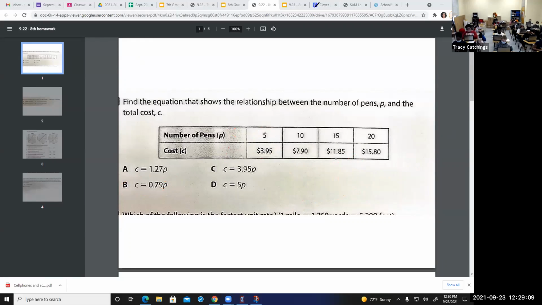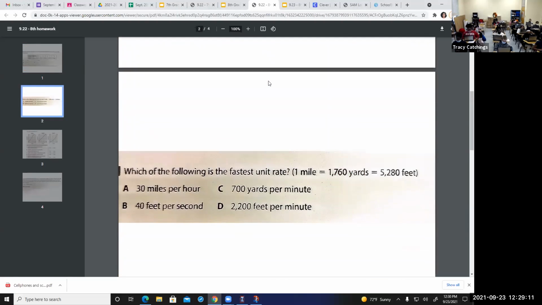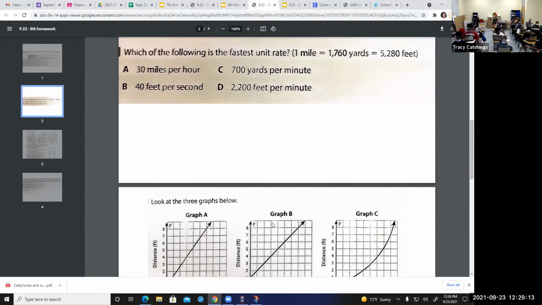All right, let's have a look at 2. Number 2 asks, which of the following is the fastest unit rate? And notice they gave us some conversions. Looking at these answer choices, what should you have recognized first? Feet per minute? Are they all the same? No. So that should have been the first thing recognized. Can I compare them like this? No. Put your math up. No, we can't compare them like that. We gotta do some conversion.